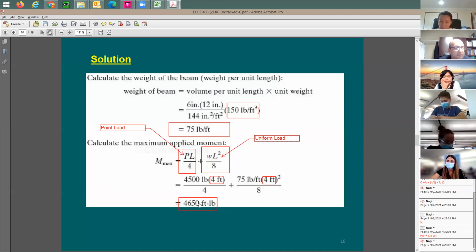Do you really want to keep it this way, or do you want to do it in kip-feet? If you want kip-feet, just divide by 1,000. So it's going to be 4.65 kip-feet. Okay, now we're done with the demand. We did the uniform load, which means the weight of the beam, and we also did the point load. The combined effect of both of them is 4.65 kip-feet, the total moment.